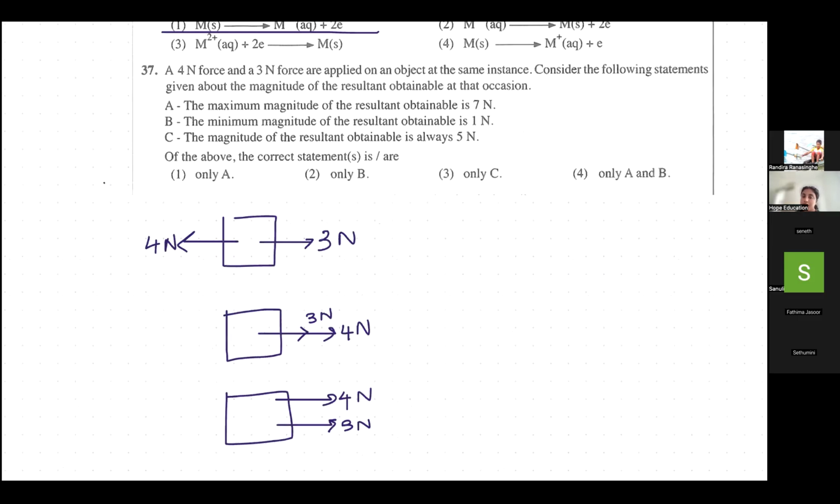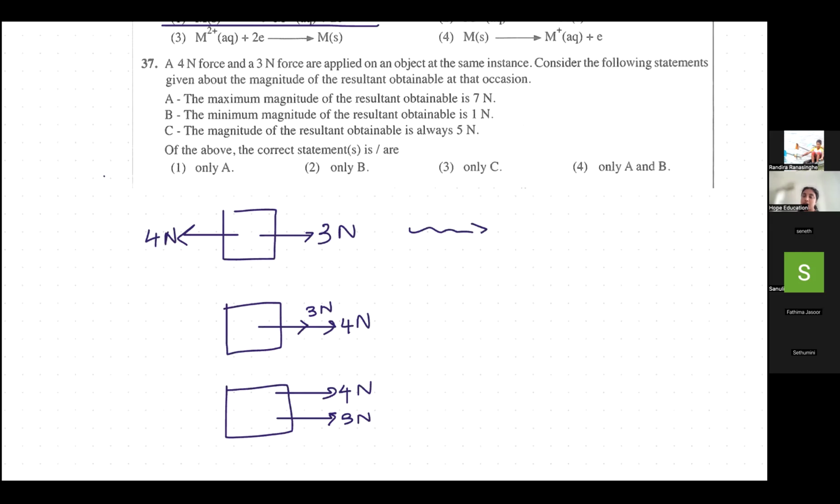If you take the resultant here, what is the resultant here? 4 and 3 in opposite directions, what is the resultant?